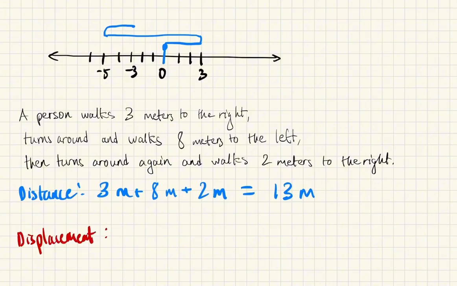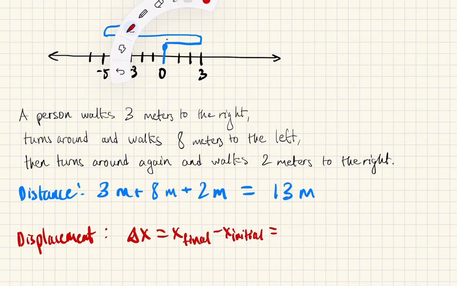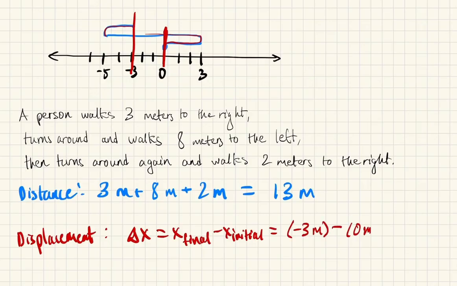Okay, remember, displacement is final position minus initial position. Based on what we drew here, while we observed the actual path that this person travels, we can see that the initial position was here at 0, and then after moving to the right, then to the left, and then back to the right again, this person ends up at -3 for the final position. So the final position is -3 meters minus the initial position, which is 0 meters, and so the displacement is -3 meters.